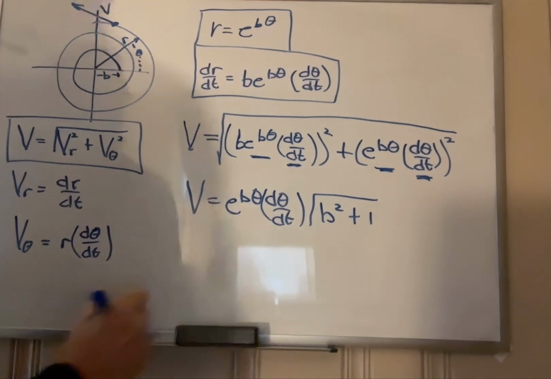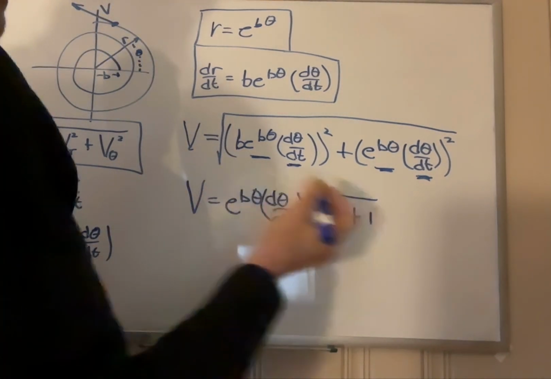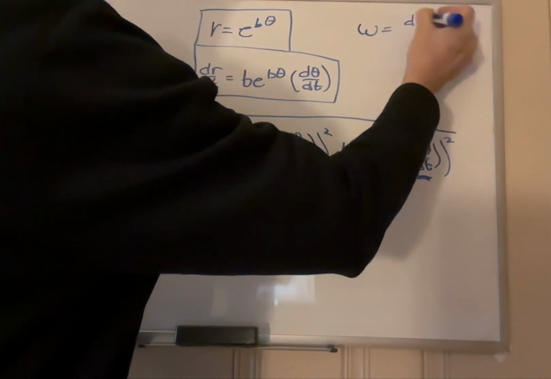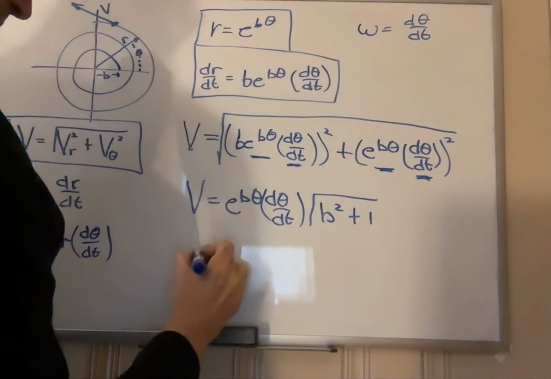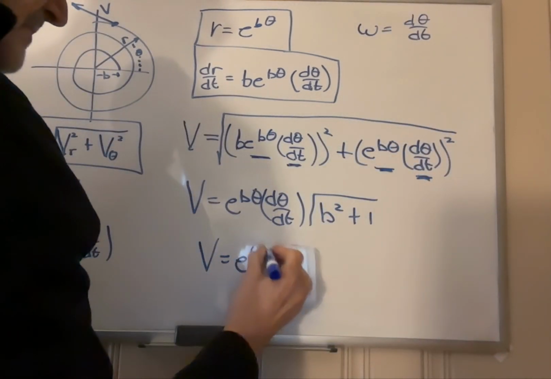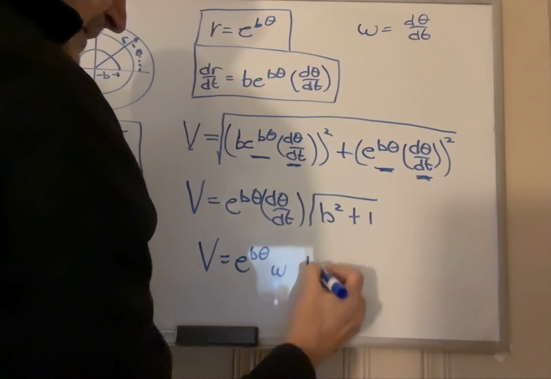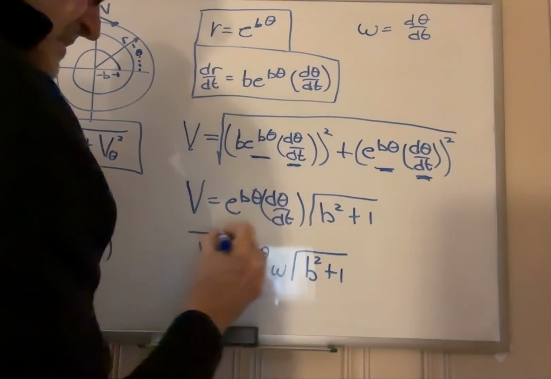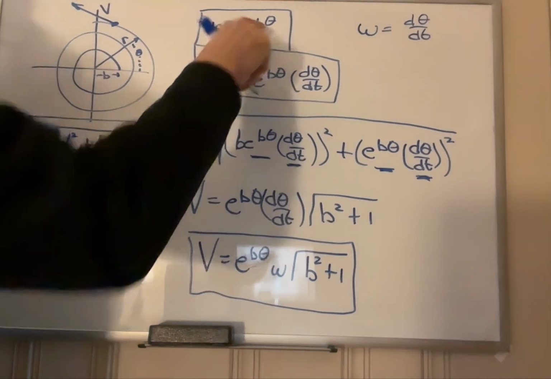All right, so one last thing. This is the equation. One last thing is dθ/dt is actually w, which is w equals dθ/dt. We can plug that right in here. We get velocity is equal to e^(bθ) times the square root of b squared plus 1. This is the velocity of a particle on this particular equation.